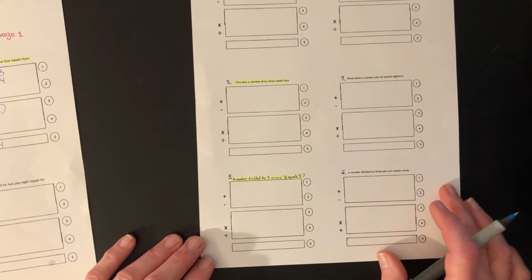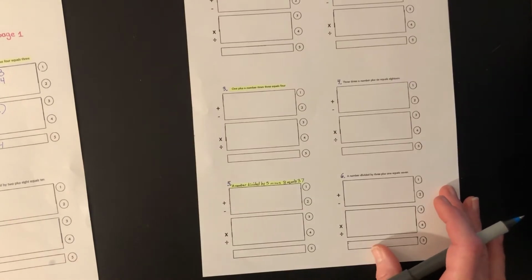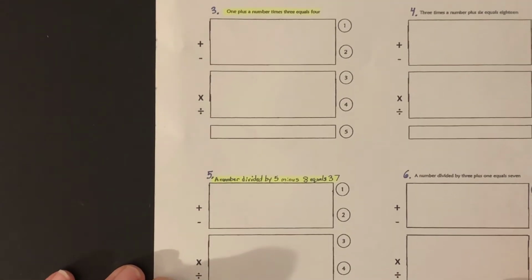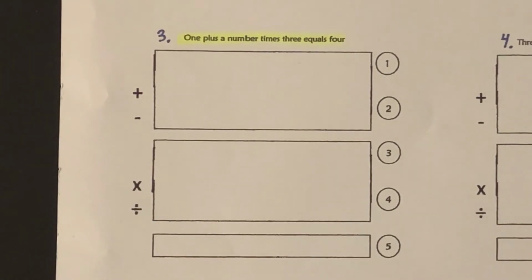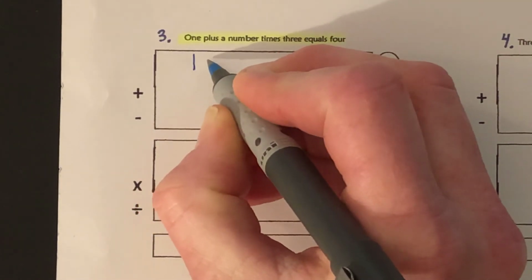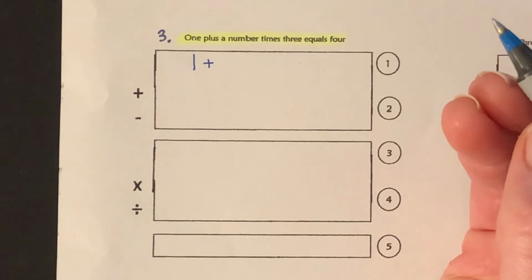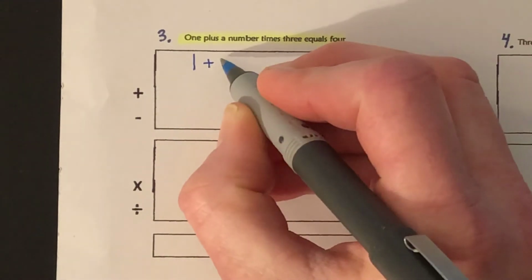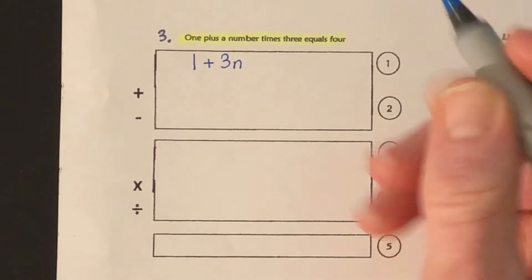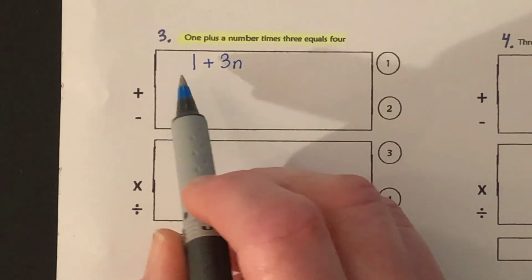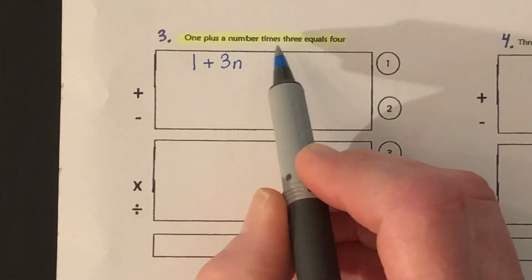We will do numbers 3 and 5 together. All right, we'll just do one at a time. Number 3 says 1 plus a number times 3 equals 4. 1 plus a number times 3. I'm not really going to put n times 3. I'm going to put 3 times n. Doesn't matter the order with multiplication. That's the standard way of putting it. 1 plus a number times 3 equals 4.